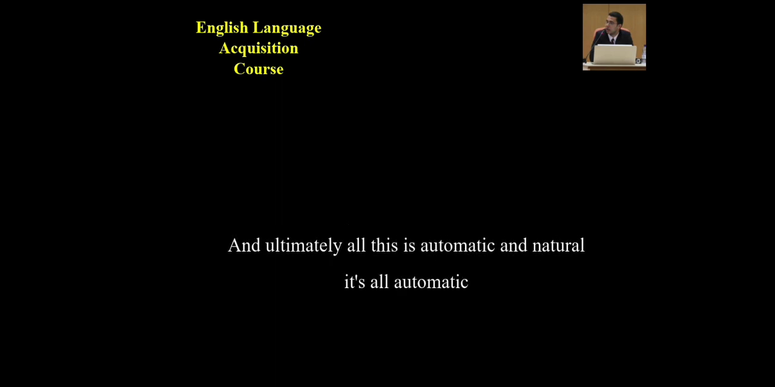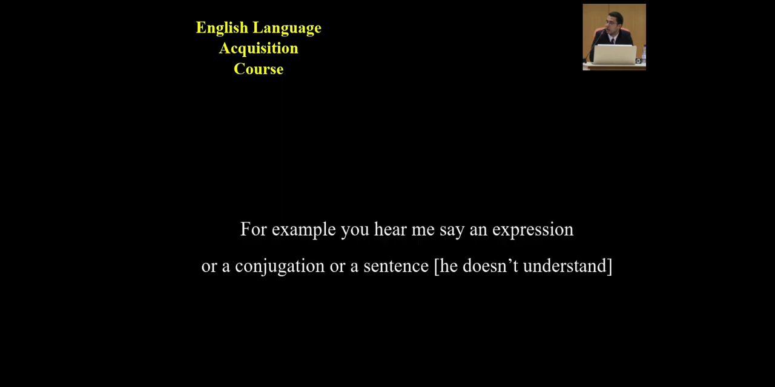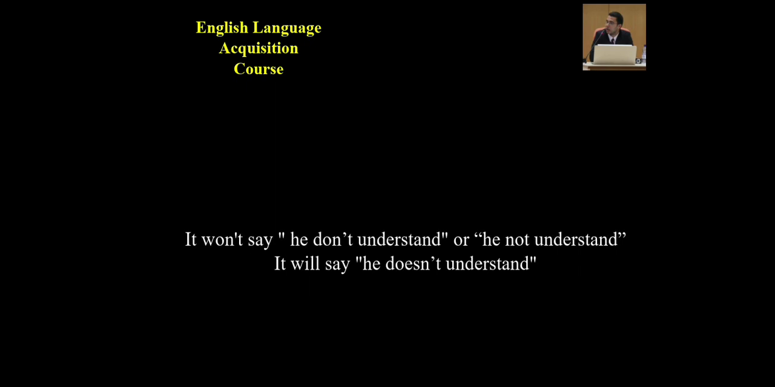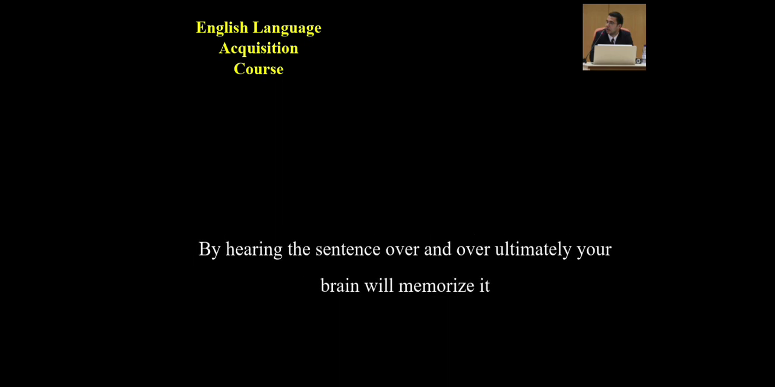And ultimately, all this is automatic and natural. For example, you hear me say an expression or a conjugation or a sentence: he doesn't understand. And if your brain hears that sentence 20 times, it will record that and say, he doesn't understand. It won't say, he don't understand, or he not understand. By hearing the sentence over and over, ultimately your brain will memorize it.